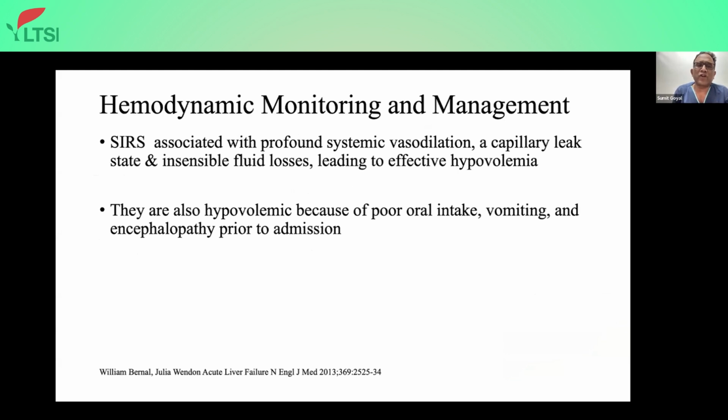These patients are usually hypovolemic because of the SIRS associated with profound systemic vasodilatation, capillary leak, and insensible fluid losses. They are also hypovolemic because of poor oral intake, vomiting, and encephalopathy prior to admission.